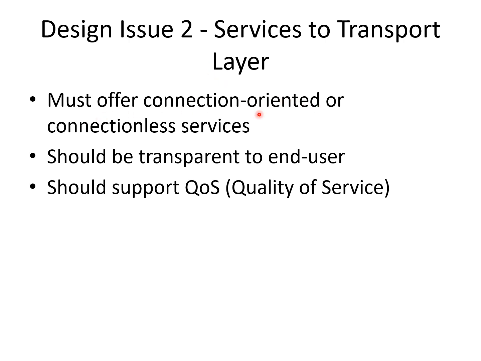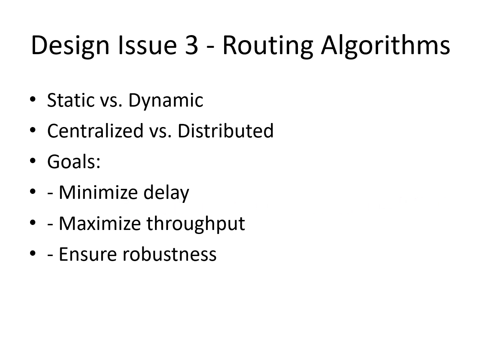Must offer connection oriented or connectionless services. Means either there should be a connection between sender and receiver, or there should be a wireless communication media between sender and receiver. Should be transparent to end user, and it must support quality of services. Next design issue is routing algorithms. Routing algorithms are of two types, static or dynamic. These may be centralized or distributed. Basic goal of routing algorithm is to minimize delay, maximize throughput, and ensure robustness.